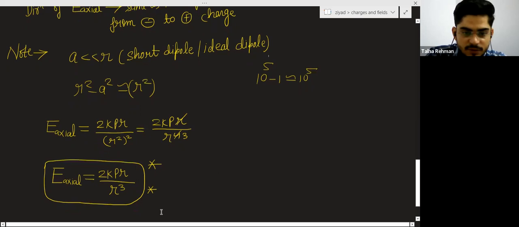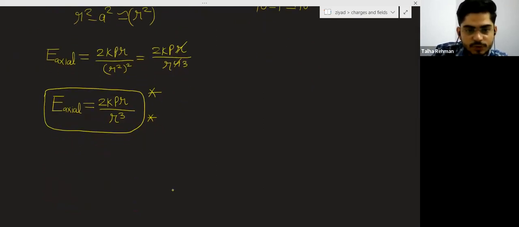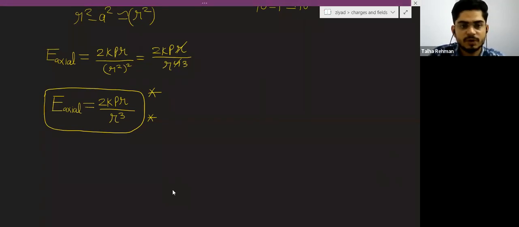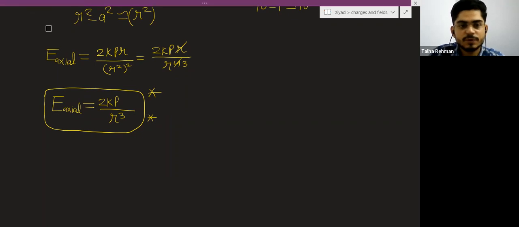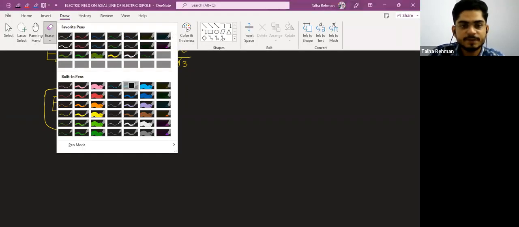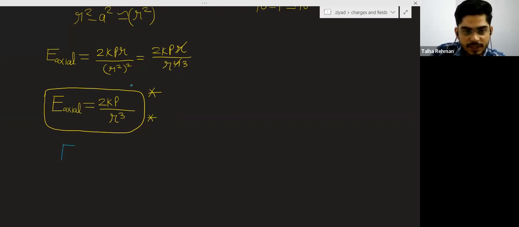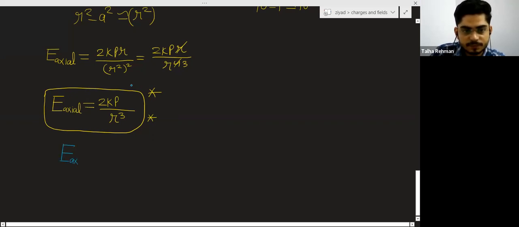From here you know that 2 is constant, k is constant, and the dipole moment is constant. We have already considered the r, so we can remove r from here. So the formula is 2kp divided by r cube. So we can write that E axial is inversely proportional to 1 by r cube. Just note it down.